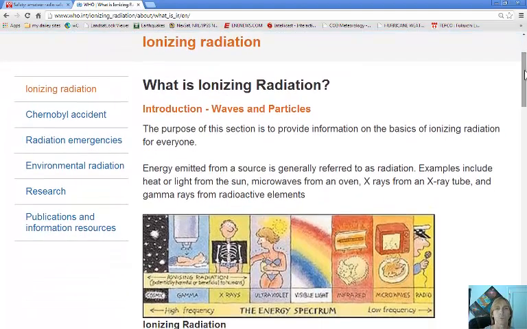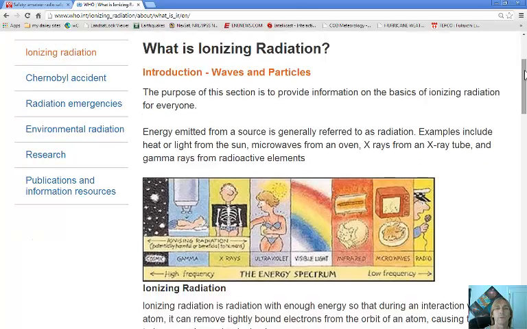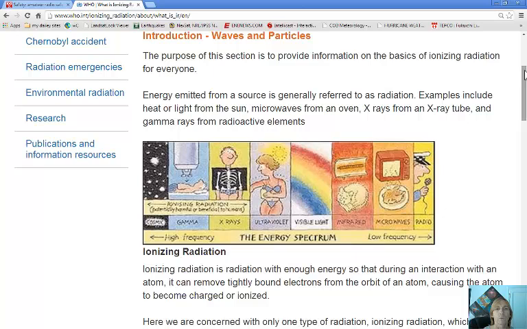Ionizing radiation. What is ionizing radiation? Introduction. Waves and particles. The purpose of this section is to provide information on the basics of ionizing radiation for everyone. Energy emitted from a source is generally referred to as radiation. Examples include heat or light from the sun, microwaves from an oven, X-rays from an X-ray tube, and gamma rays from a radioactive element.